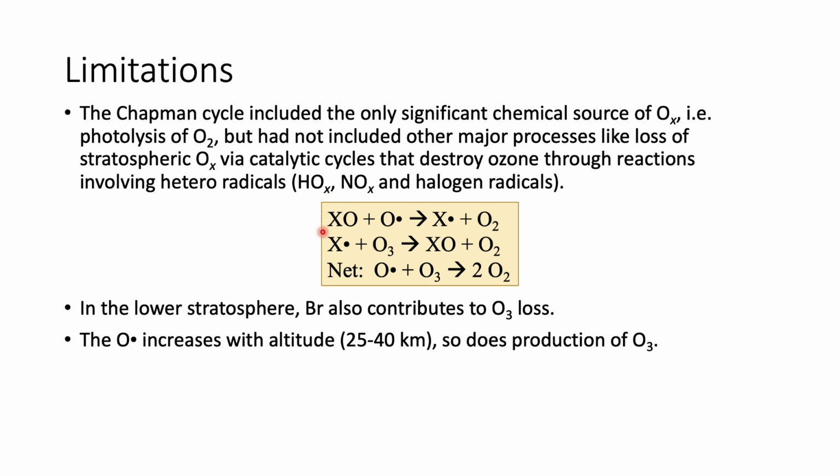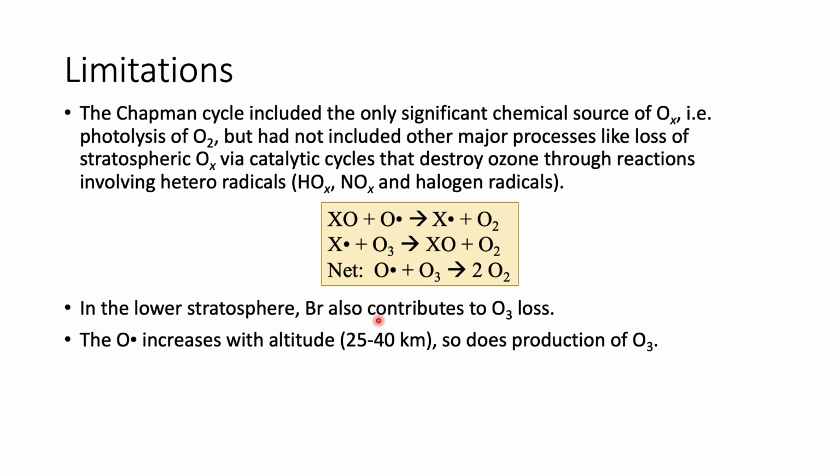And here are the reactions that are given. The halogen oxides, that is bromine oxides, iodine oxides and chlorine oxides that we had seen, react with oxygen radical to give halogen radical and oxygen. This halogen radical reacts with ozone. This is the ozone destruction reaction, leading to the formation of oxygen. So the net reaction is oxygen radical reacting with ozone to give 2 oxygen molecules.